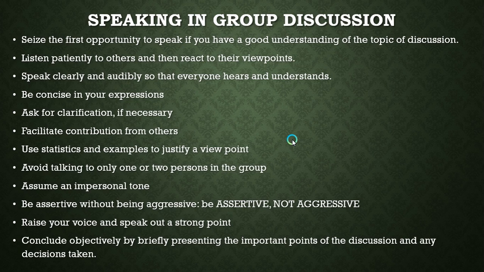Be assertive without being aggressive. This is very important. Be assertive but not aggressive. But we start by being assertive and end with aggression in group discussion. And if there is any chance of a political topic, then one sentence will go with assertiveness and the rest of the discussion will become aggressive. So it is necessary for us to stay assertive instead of becoming aggressive.